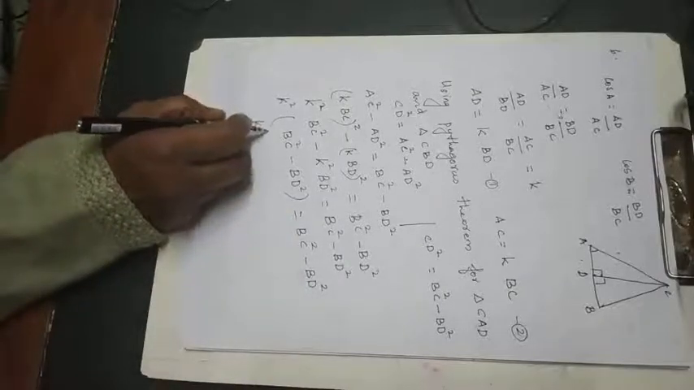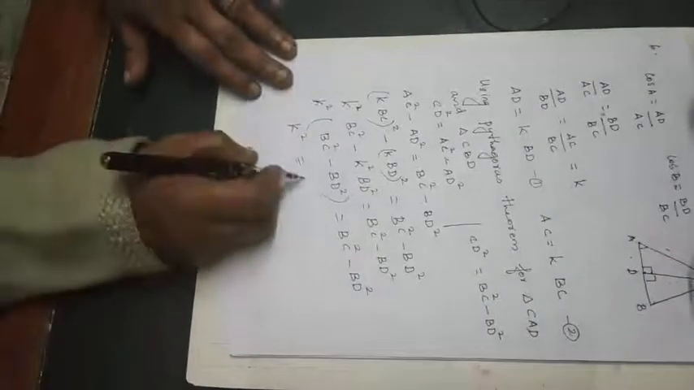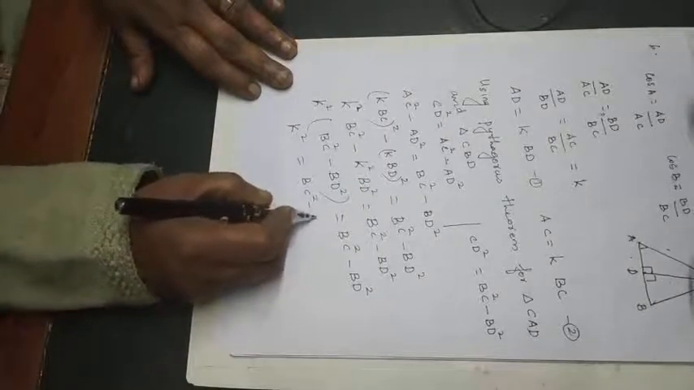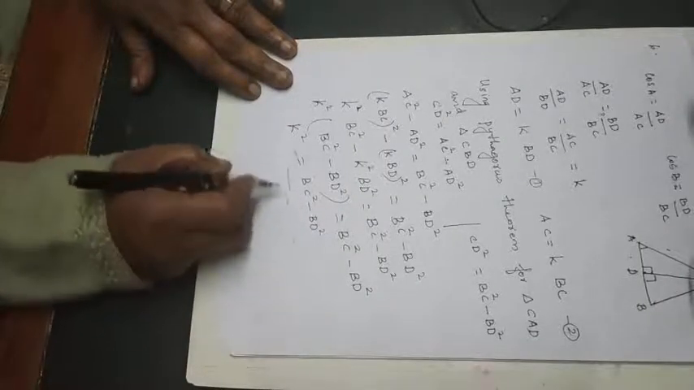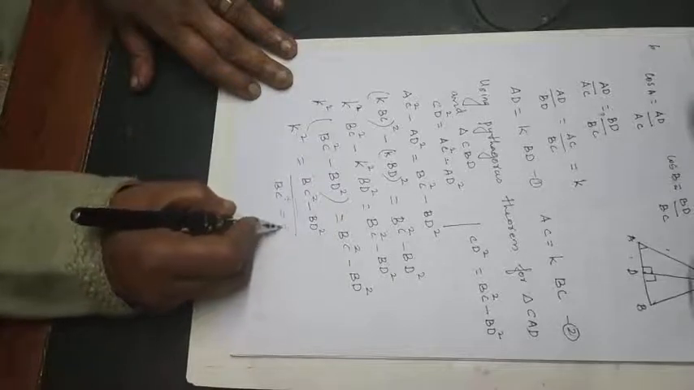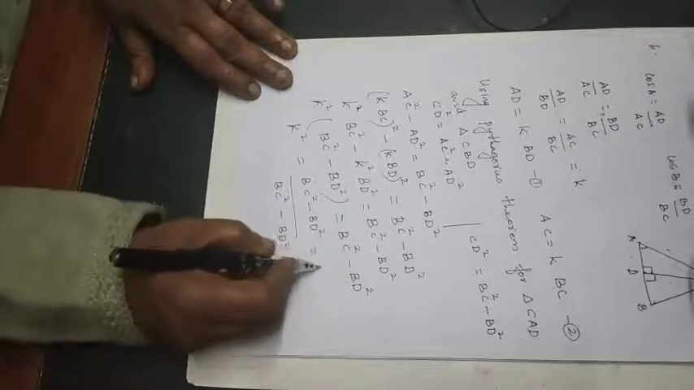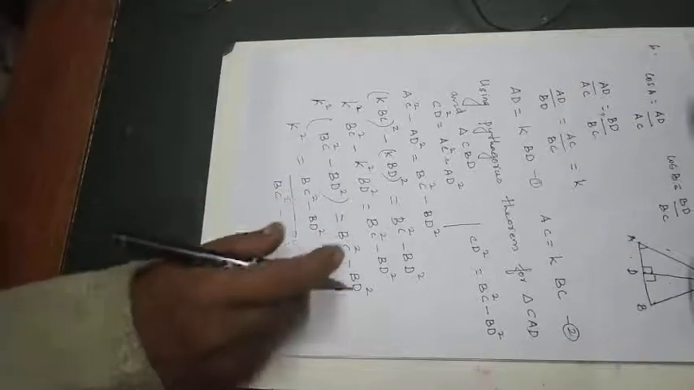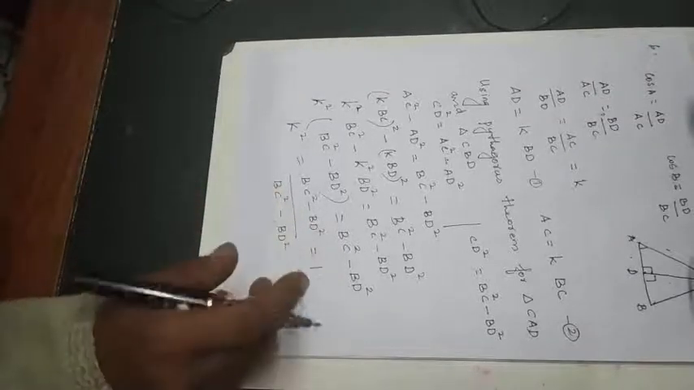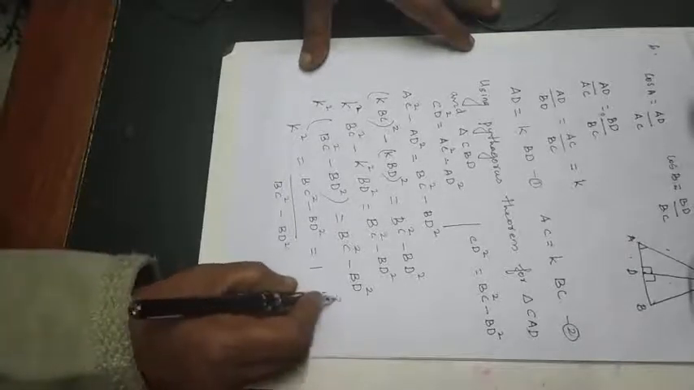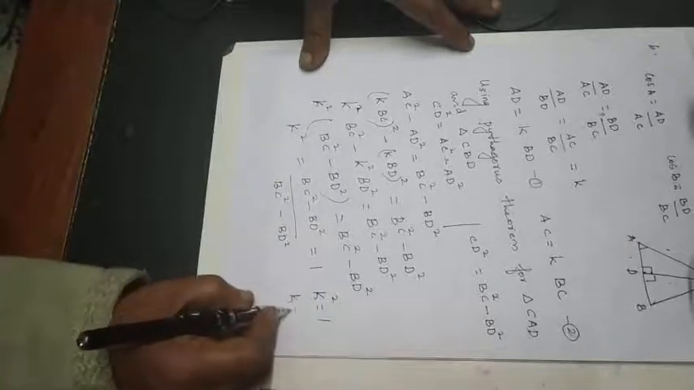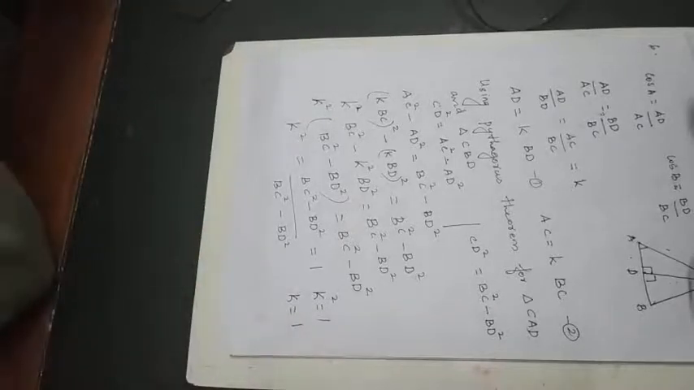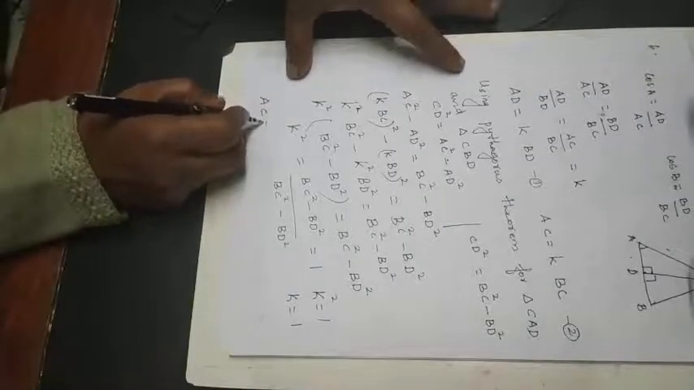So K square will be equal to BC square minus BD square divided by BC square minus BD square. That means it is equal to 1. Both are the same quantity, so dividing you will get 1. So K square is equal to 1. That means K is equal to root of 1, that is equal to 1. That means AC is equal to K into BC.